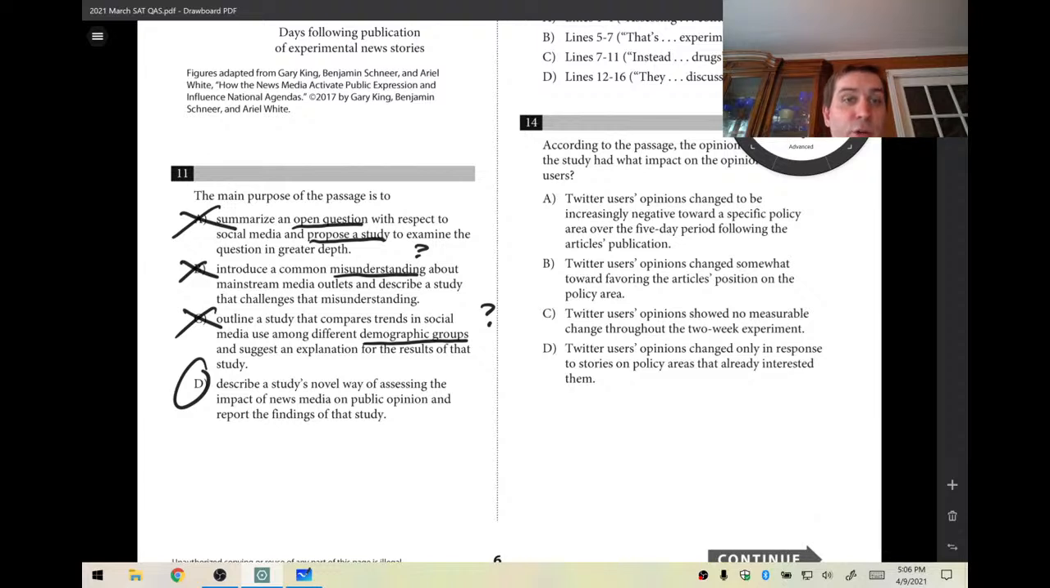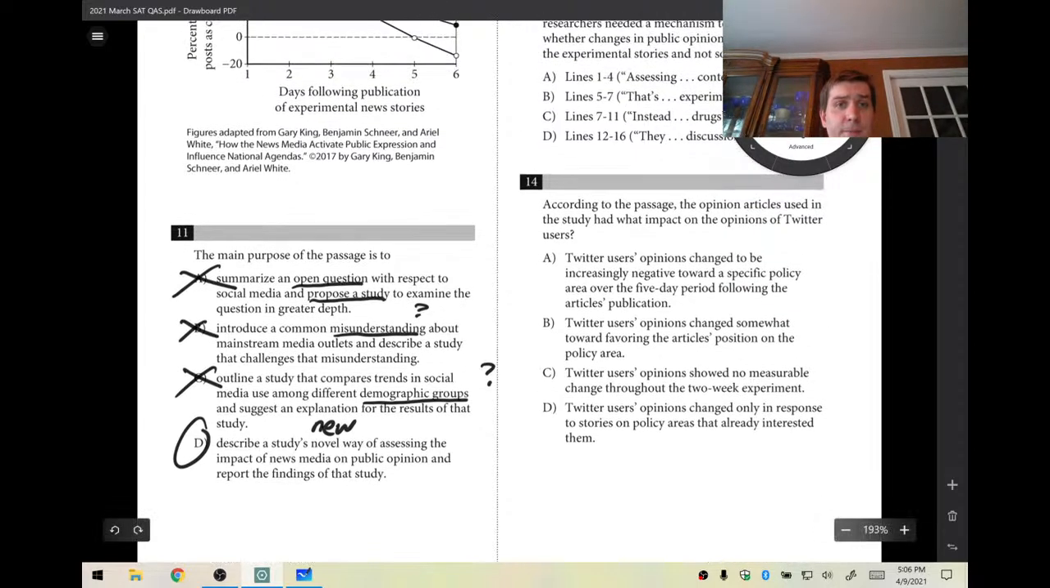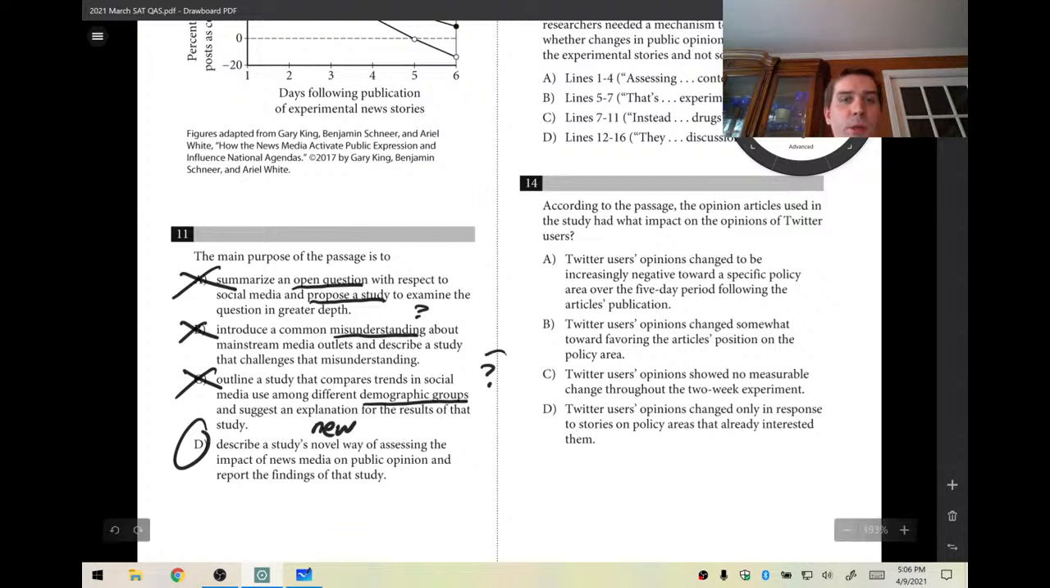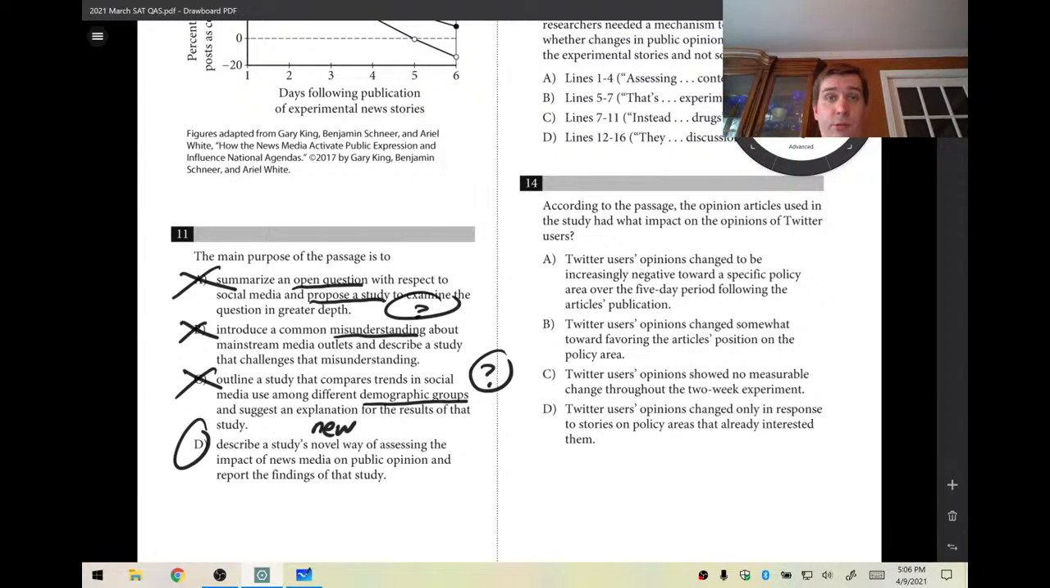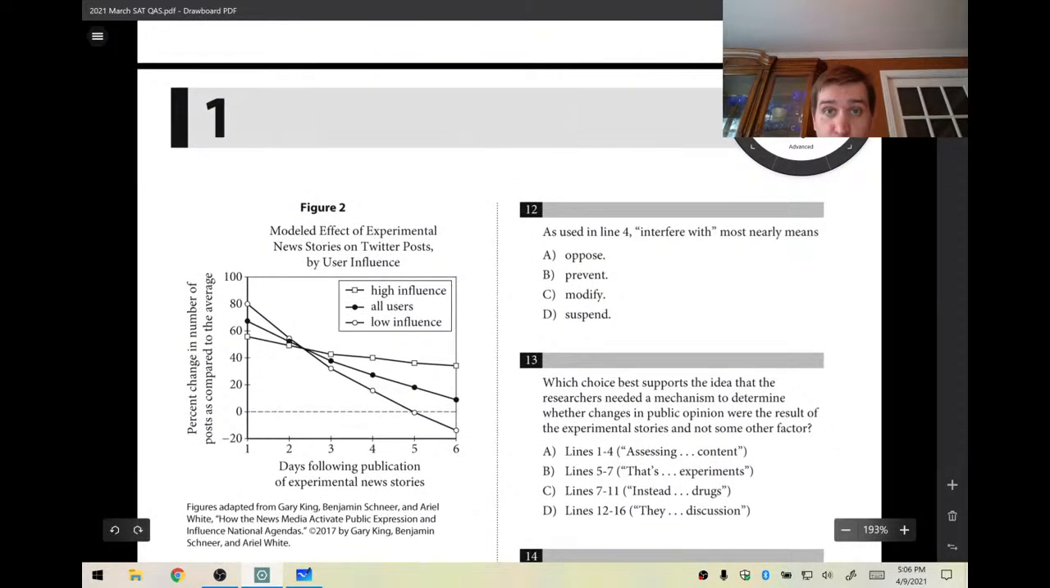So the passage describes a study's novel, or new, just means new way of assessing the impact of news media on public opinion and reports the findings of that study. So if you see any misunderstandings or demographics that are not in your passage, just cross them off. They're the wrong answer choices. All right, let's look at 12.